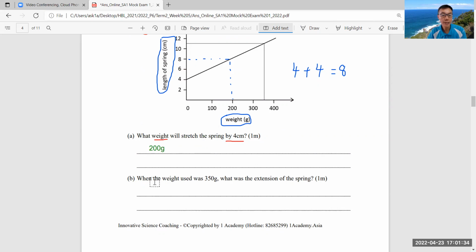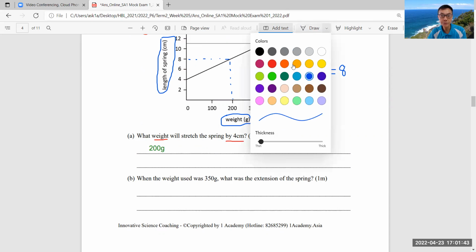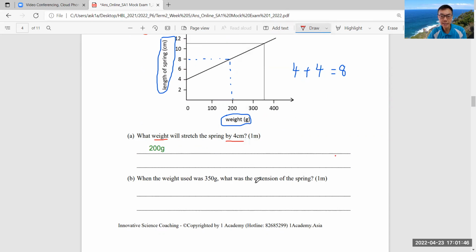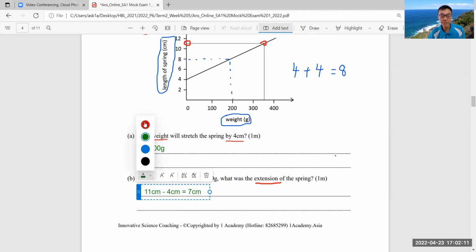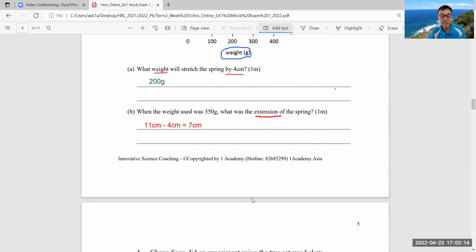Okay, next, when the weight used was 350, a line has been drawn for you. What was the extension? So do take note here. They ask you for extension, but the graph here is the length. So you must do one more step. For 350, you will see it corresponds to a length of 11 centimeters. But 11 centimeters is the total length. So you have to do 11 cm minus the original length, 4 cm, and you get 7 cm. That's the answer for this. So it's 7 centimeters. Okay, next.